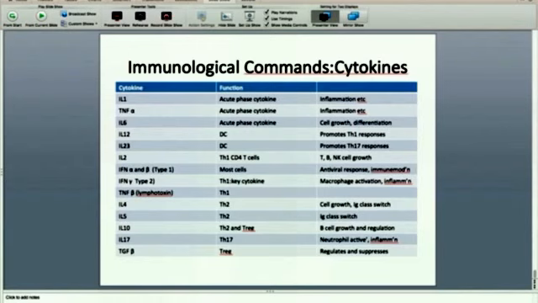Yeah, I was going to say, when I was studying this stuff, I thought that was more of a type 2 hypersensitivity reaction or exemplary of that.